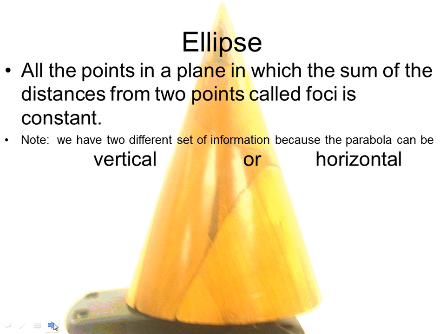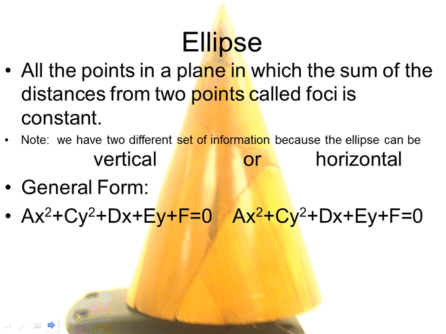We have 2 sets of information because the parabola can be vertical. No, it's an ellipse, can be vertical or horizontal. I've got to fix that right now, please. Okay, fixed it. Had to do it. Couldn't handle that. Okay, so the ellipse can be either vertical or horizontal, which means the rounded shape can either be longer going vertically or horizontally.